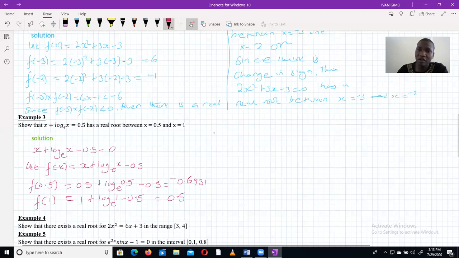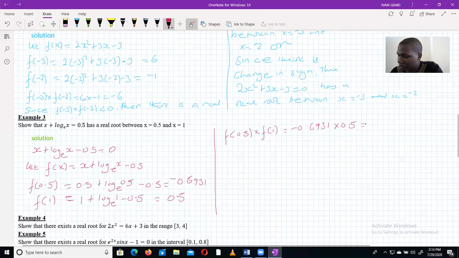but we need to conclude. How will you conclude? Of course, you start by getting f of 0.5 times f of 1, which will be the same as negative 0.6931 times 0.5, which will give us negative 0.3466.